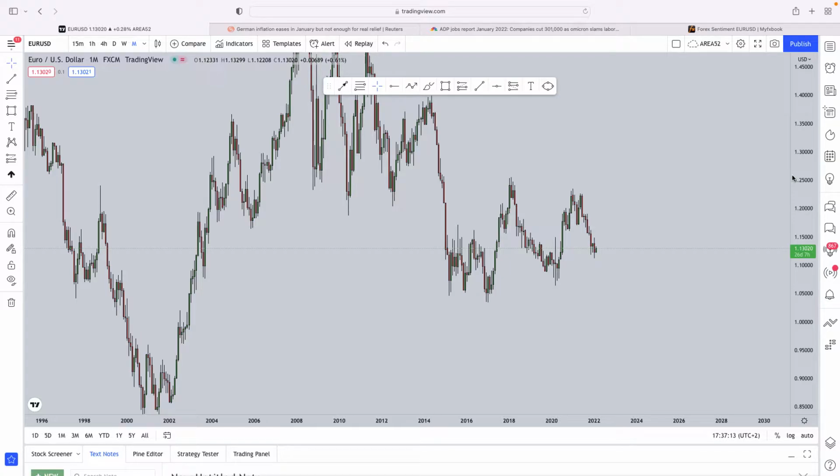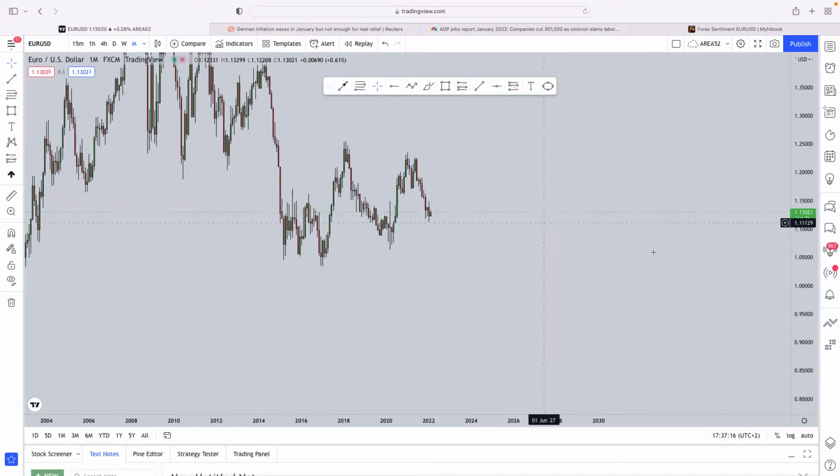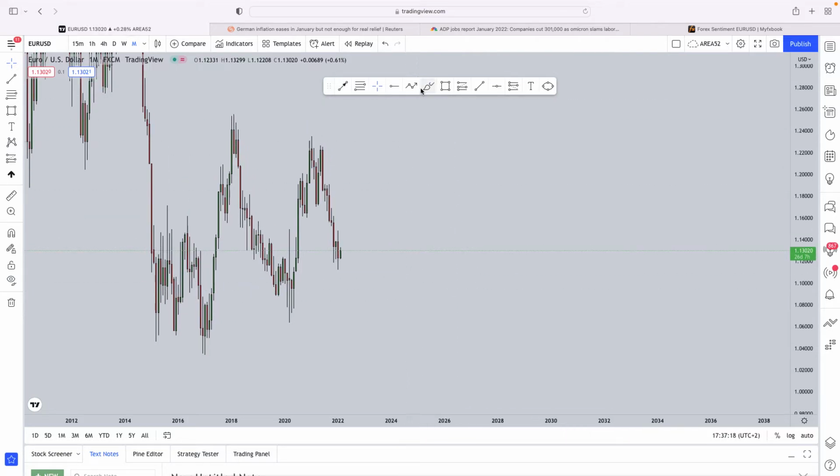Now we're going to kick off with the technical data. So if you do remember, on Sunday I made a breakdown and I explained all of the reasons why we could see this move on the Euro USD to the upside as well.